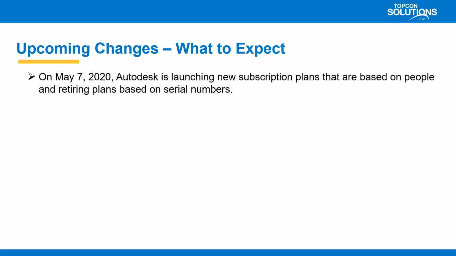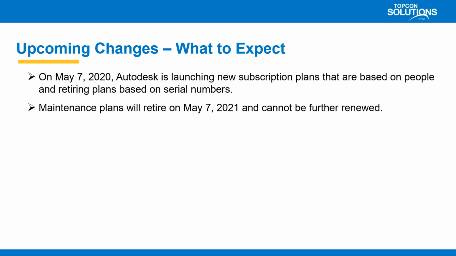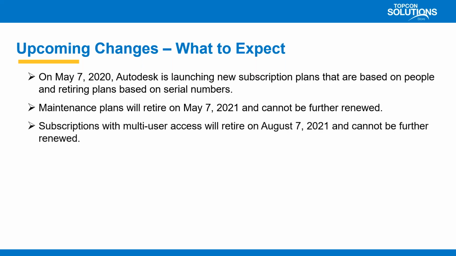So May 7th, 2020, Autodesk is launching new subscription plans, and they're based on that single user, that named user view. They're getting rid of the serial numbers. Maintenance plans, so those perpetual seats and those items, are going to be retired next year, May 7th, 2021, and will not be able to be renewed. Subscriptions with multi-user, so network access, are going to be retiring August 7th, 2021, and cannot be further renewed.